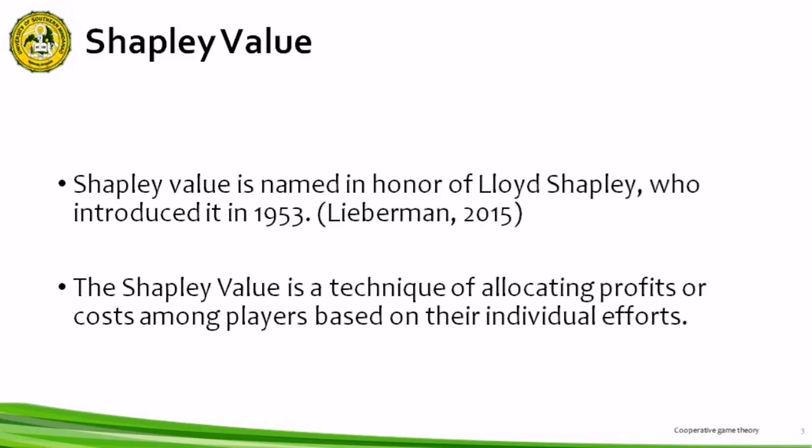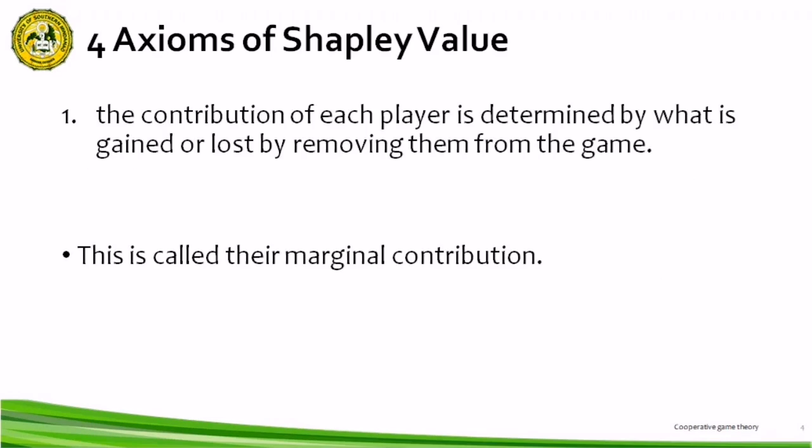And to better understand the Shapley value, we need to understand how it works based on several axioms. Okay, so number 1, the contribution of each player is determined by what is gained or lost by removing them from the game. This is also called their marginal contribution. So for example, you and your friends make paper flowers on a daily basis. However, you were absent one day because you had a much more vital task to complete. After that, the coalition found out that on the day that you were not there, the group produced 20 fewer paper flowers than usual. So your marginal contribution is 20 paper flowers.